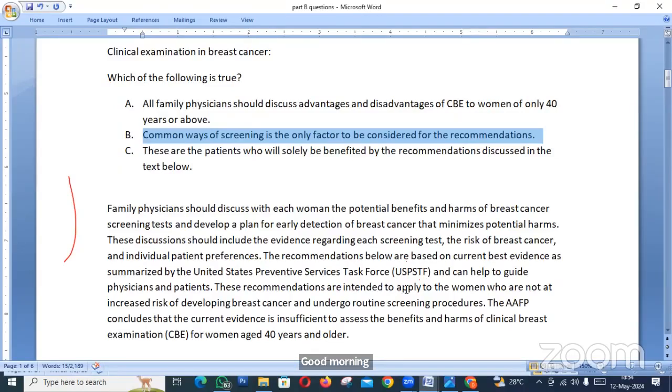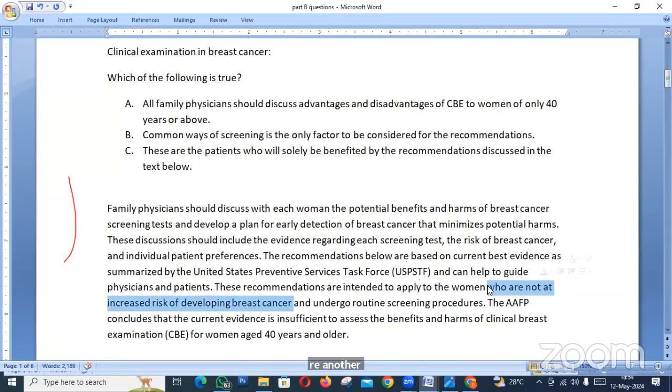These recommendations are intended to apply to women who are not at increased risk of developing breast cancer and undergo routine screening procedures. So, common ways of screening is the only factor to be considered for the recommendation? No, this is not the only factor. There is another factor: these women should not be at increased risk of breast cancer.